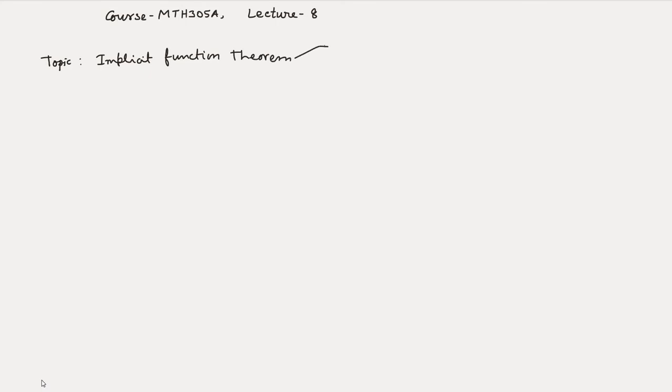So first we give some motivation, then we will state the theorem statement, then finally the proof of the theorem. So let us start with motivation.